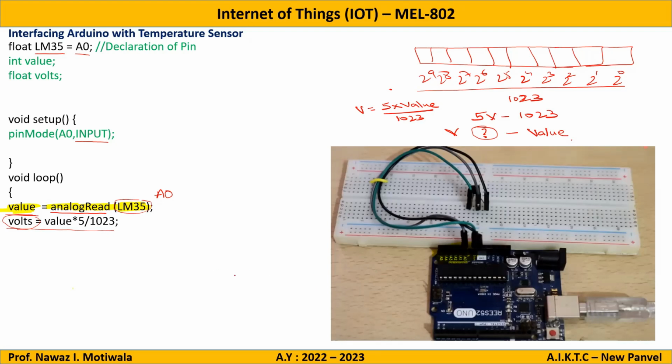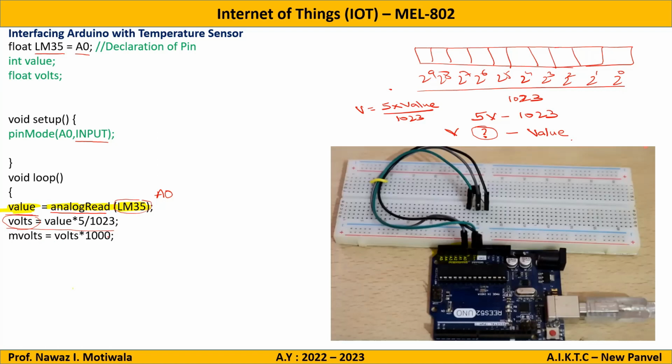Once we have found out volts, the next step is to find out millivolts. Why we have to find millivolts, I will tell you at a later stage. Now I have to convert this volts into millivolts by just multiplying it by 1000. So I will write mvolts is equal to volts multiplied by 1000.